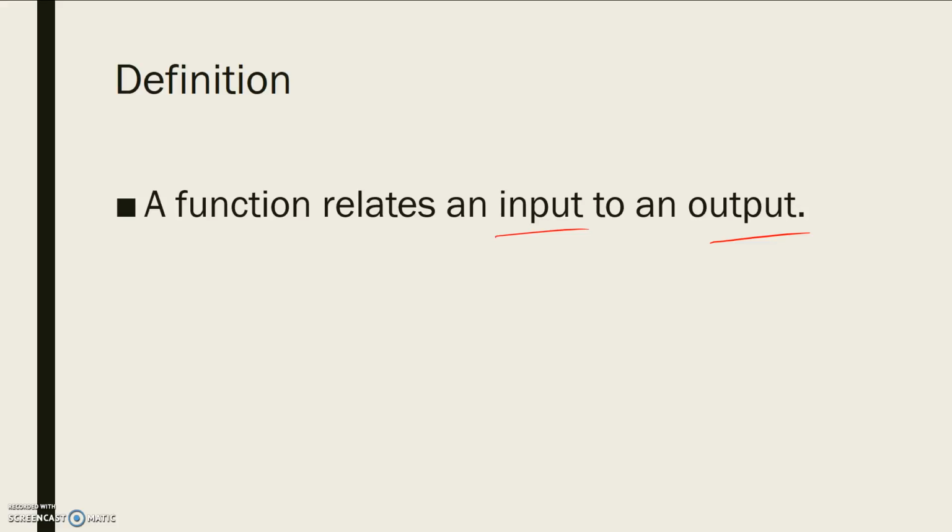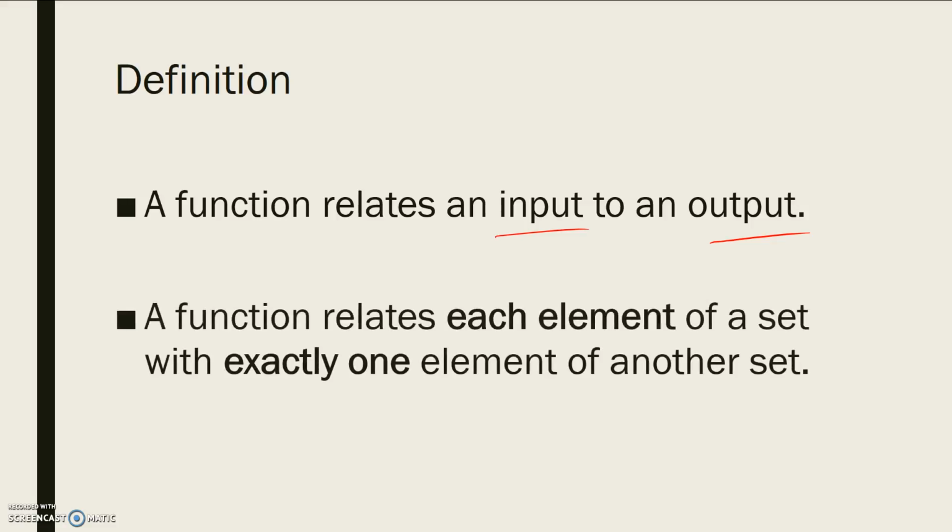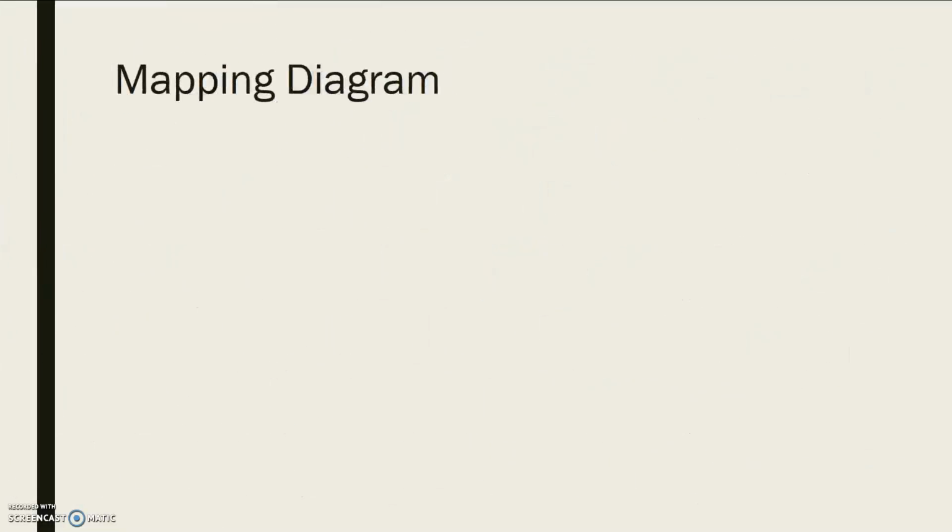A more complicated definition, a little more wordy, would be: a function relates each element of a set with exactly one element of another set. So we're still looking at inputs and outputs. This definition calls them sets, but we're looking at relating each element of a set with exactly one element of another set. With our functions, we're going to look at three different ways to look at them. The first one we're going to look at is mapping diagrams.